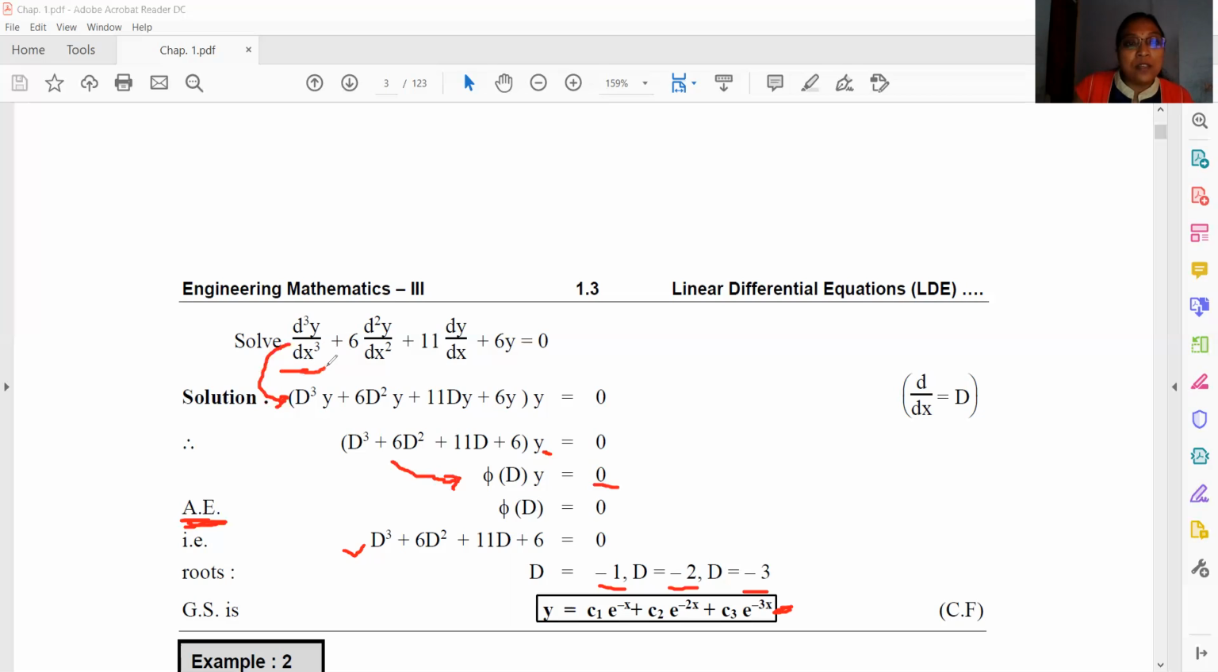see, the order of the differential equation is 3. So in the solution, there must be 3 arbitrary constants. In the general solution, there must be 3 arbitrary constants.